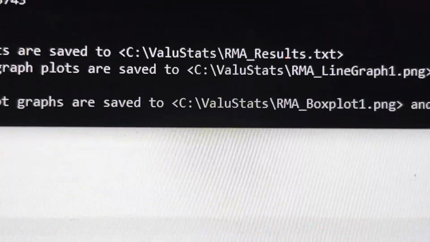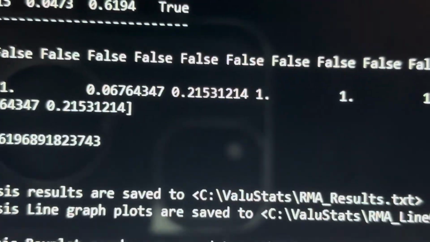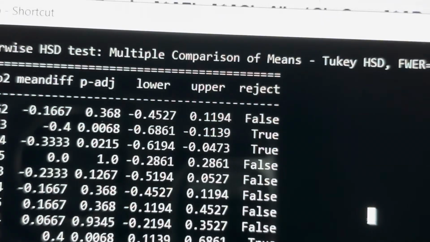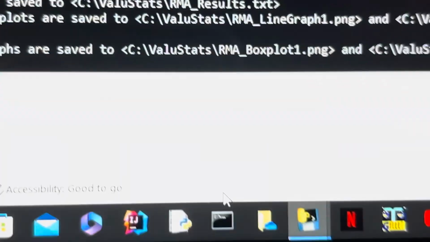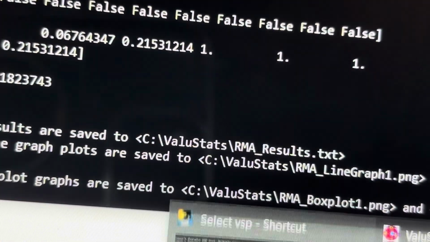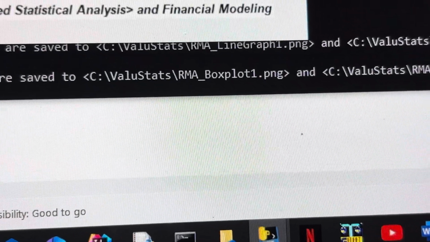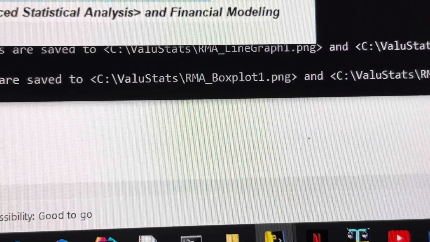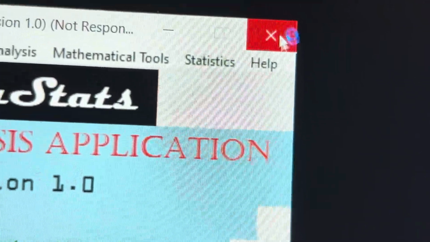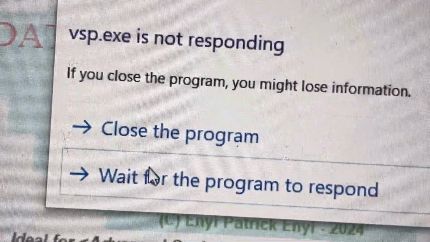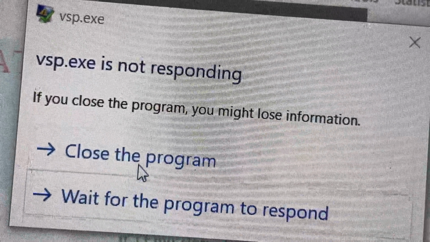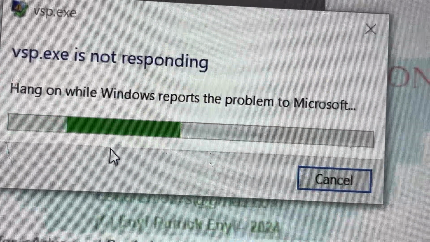So why is it not showing? That means we have to redo it again, because what we have here is still what the other one is talking about. Now we have to redo it. No, rather, I think this is, oh, it's not responding. Now let's close it and run that again.